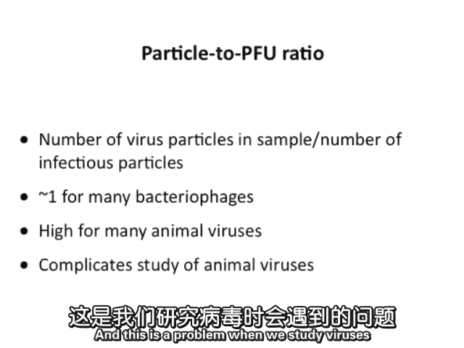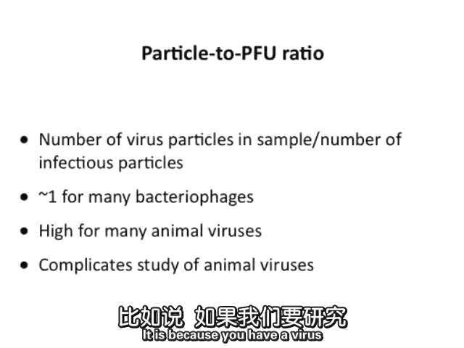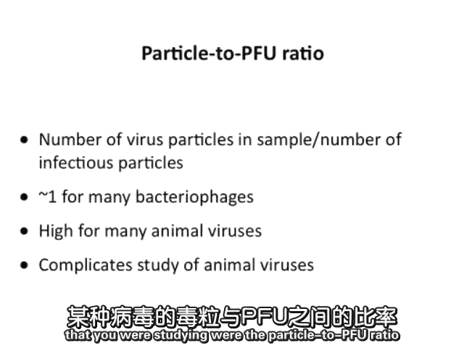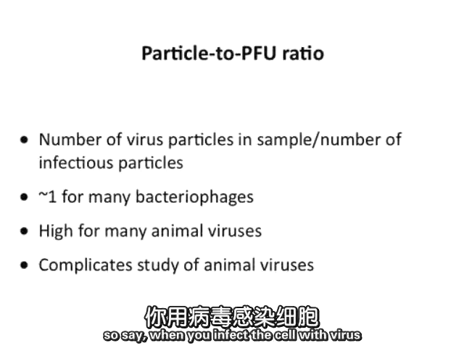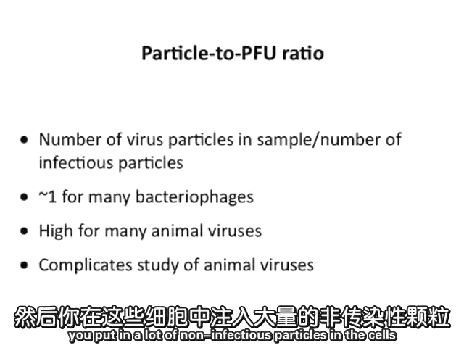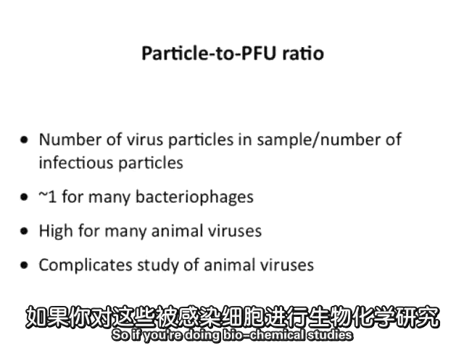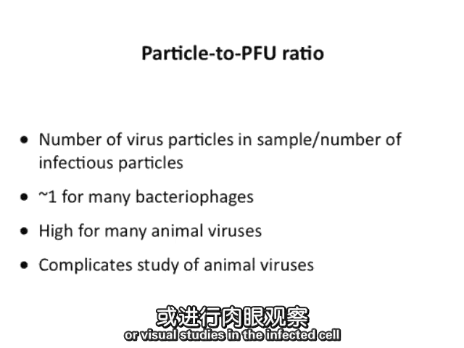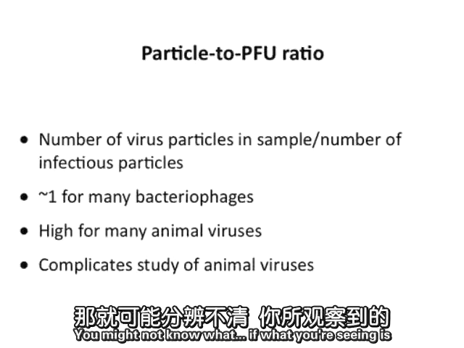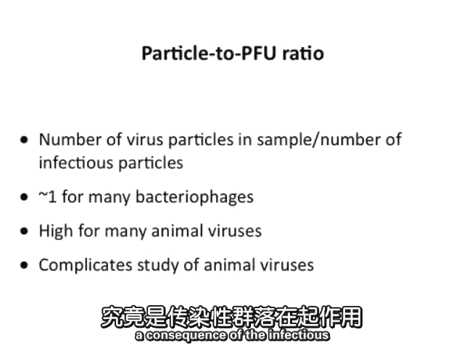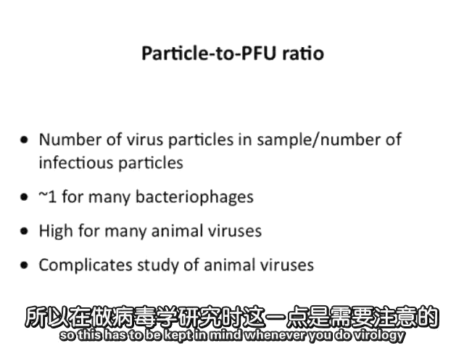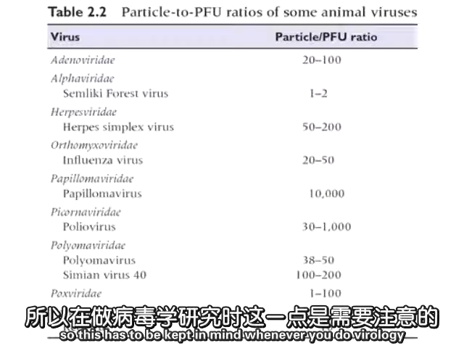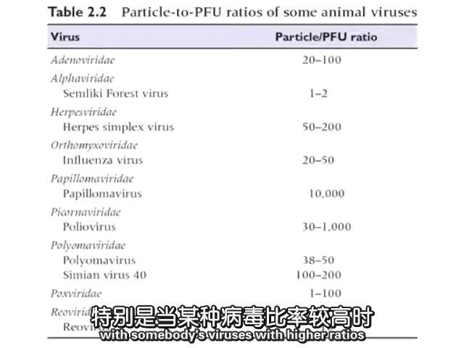And this is a problem when we study viruses, because if you have a virus that you're studying where the particle to PFU ratio is, say, 10,000, so say when you infect a cell with virus, you're putting a lot of non-infectious particles in the cell. So if you're doing biochemical studies or visual studies of the infected cell, you might not know if what you're seeing is a consequence of the infectious or the non-infectious part of the population. So this has to be kept in mind whenever you do virology with some of these viruses with high ratios.